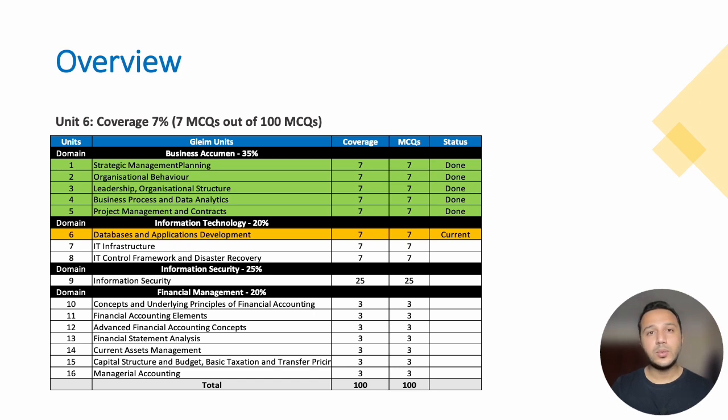Domains two and three, which are predominantly related to IT, constitute around 45% of the entire syllabus, whereas the first domain, business acumen, is 35%, so overall it constitutes around 80% of the entire syllabus. The financial and management accounting is around 20% of the entire syllabus. So this is how you can plan or strategize your preparation for the CIA part 3.